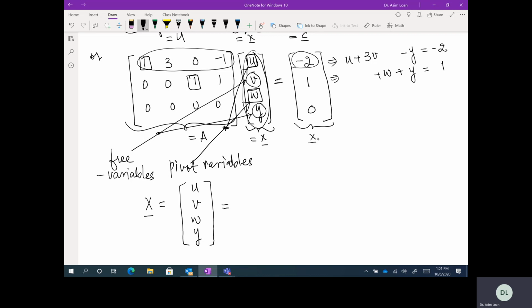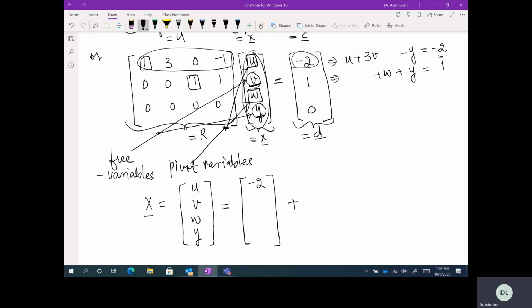This is my particular solution. I'm sorry, this is not a particular solution. This is, I'm sorry, this is not A, this is R, and this is B. So this is equal to minus 2 here. So minus 2 as is, plus the free variables are V and Y.